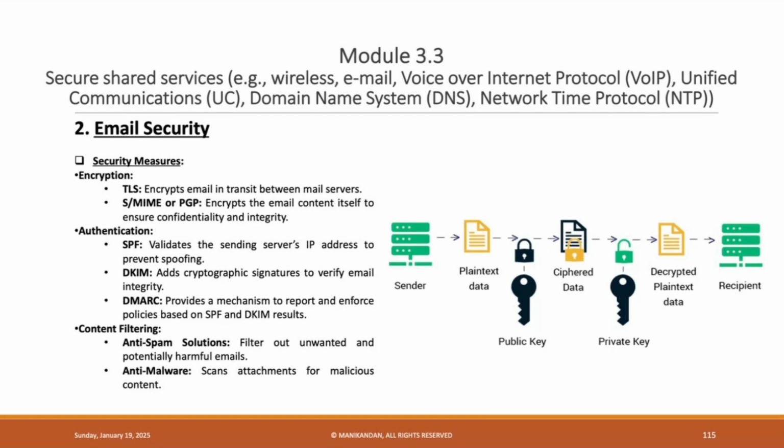For authentication, we have different kinds of records, such as the SPF record, which can validate the sender server IP address to prevent spoofing. We have the DKIM record, which adds cryptographic signatures to verify email integrity. We have DMARC, which provides a mechanism to report and enforce policies based on SPF and DKIM results. And finally, we have content filtering, where we can use anti-spam solutions to filter out unwanted and potentially harmful emails, and scan attachments for malicious content.